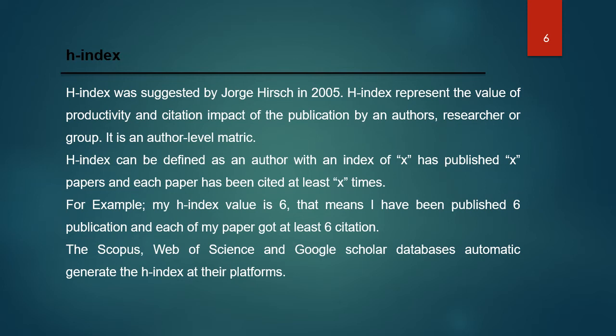Some of the databases automatically generate the H index value for an institution's author or researcher. For example, Scopus, Web of Science, and Google Scholar.